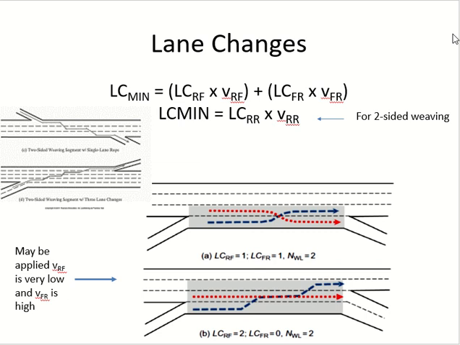This one is slightly different. If you are coming from the ramp, can you make one lane change and go to the freeway from this lane? No. If you make one lane change, you are still on the ramp. So this is not a weaving lane.